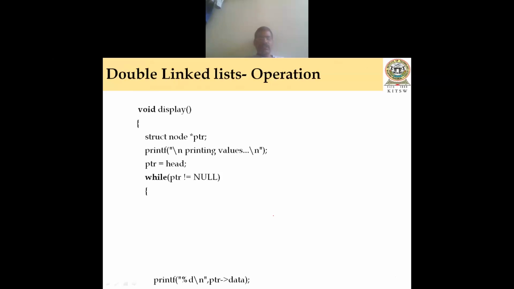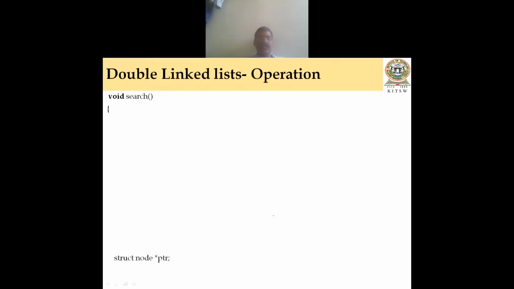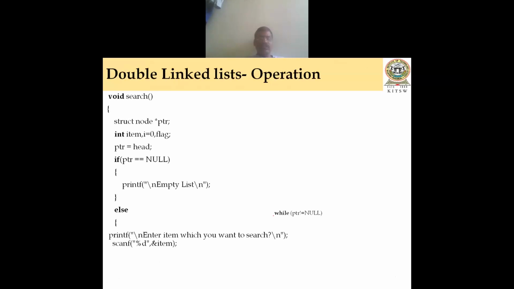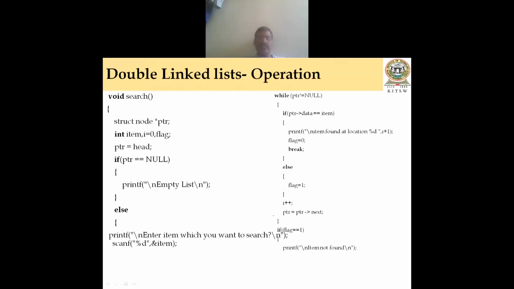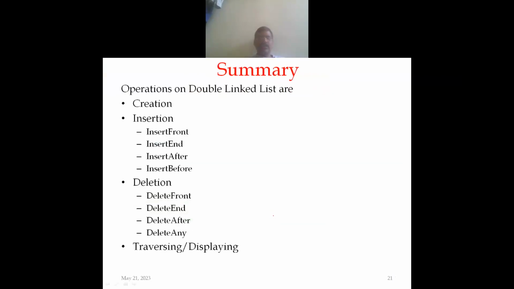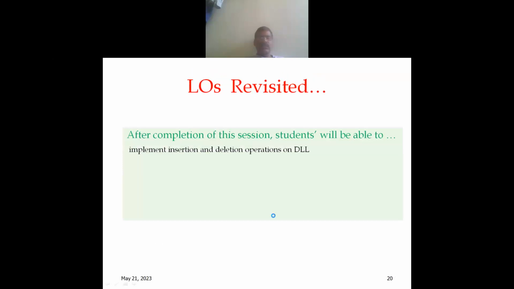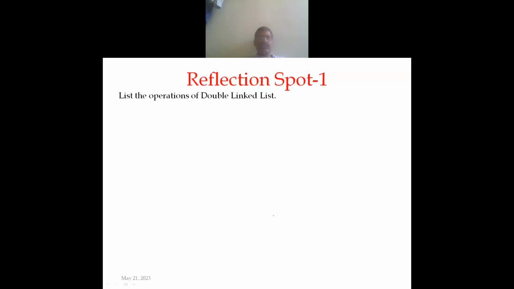This is display. You can display the double linked list either in the forward direction or in the backward direction. Similarly, we implement the search operation if the data item is given, to check whether the data item is present in the double linked list or not. Then this is the reflections part. The question is: list the operations performed on a double linked list. If you are not able to answer this question, please refer to this video from the beginning.